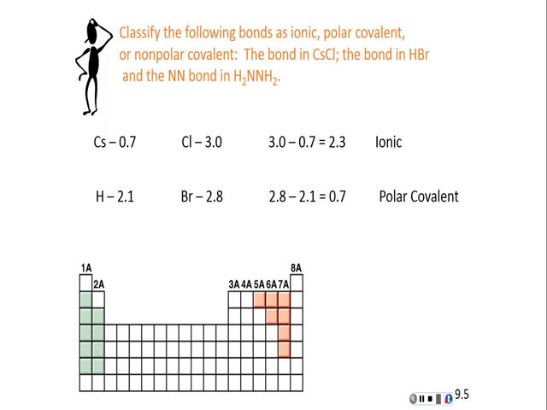And that's going to give us a polar covalent bond. And then for the N-N bond, both of these have the same electronegativity, so the difference is 0, and that's a true nonpolar covalent bond. So it's going to be as simple as that.